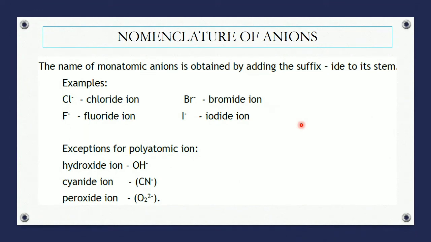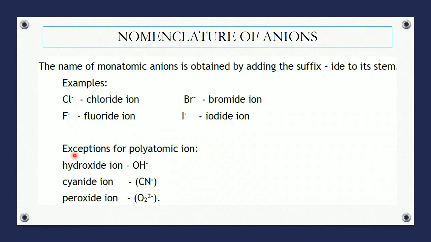Next, the nomenclature of anions. The name of monoatomic anions is obtained by adding the suffix -ide to its stem. For example, when a chlorine atom gains 1 electron, we will name the ion as chloride ion. Fluorine is called fluoride ion, bromine is called bromide ion, and iodine is called iodide ion. So we have replaced the -ine with the -ide. These ions are from group 17, the halogens.